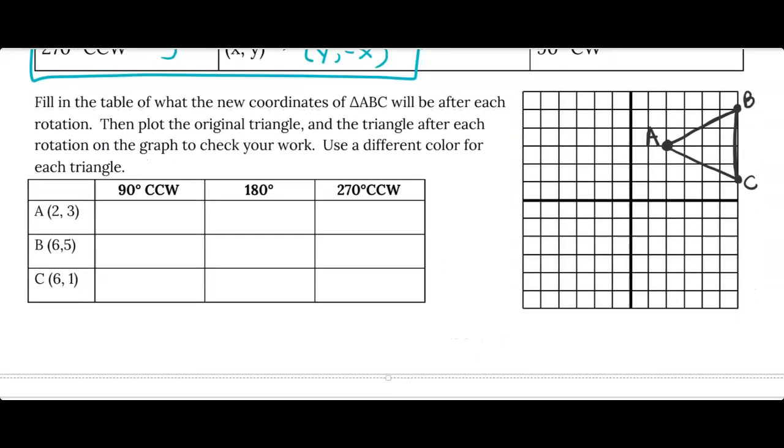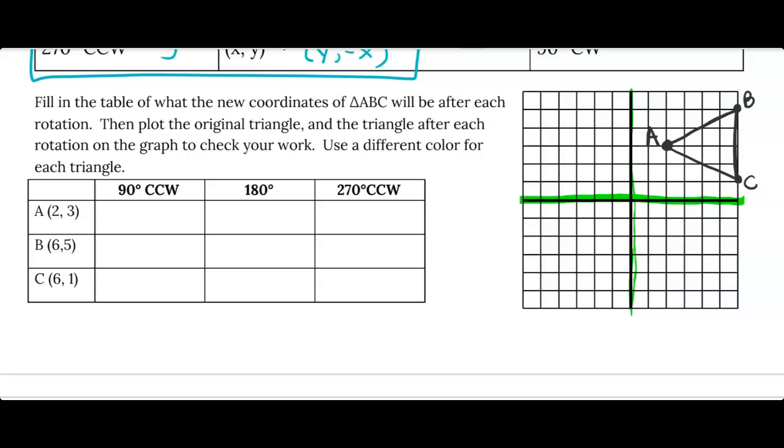So we have this table, and we're going to fill in our new points based off of our rotations. So I've already graphed this triangle ABC onto this graph over here, and we're going to rotate it for each of them. Now, what's important to remember is you're rotating about the origin. And so your coordinate plane is already cut into fourths. So thinking about a circle, the number of degrees in a circle is 360 degrees. So when you think about a 90-degree rotation, that's one quadrant rotation.